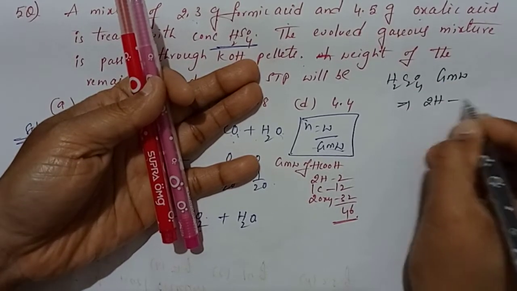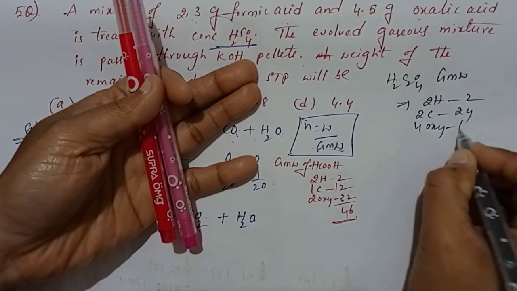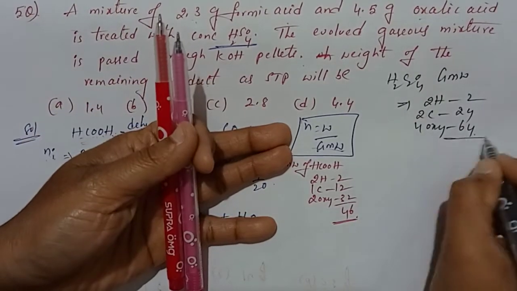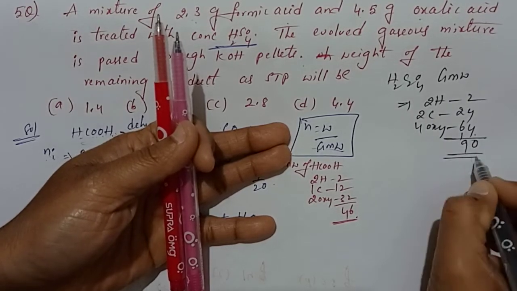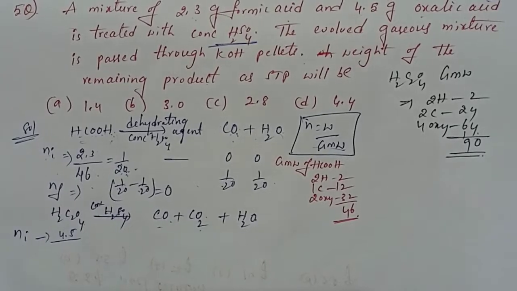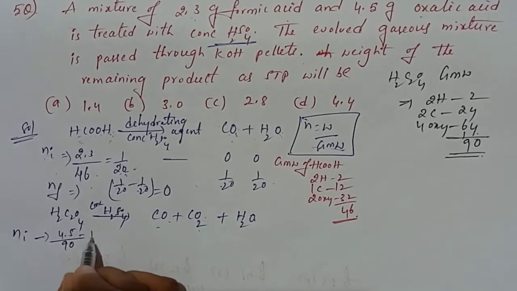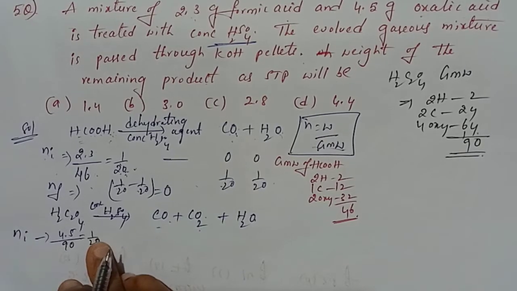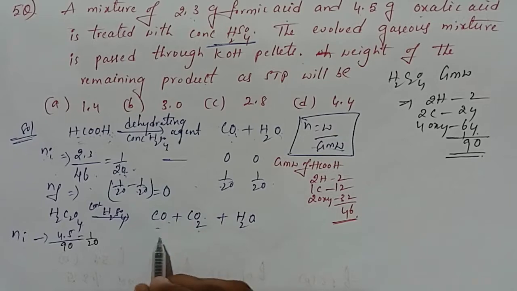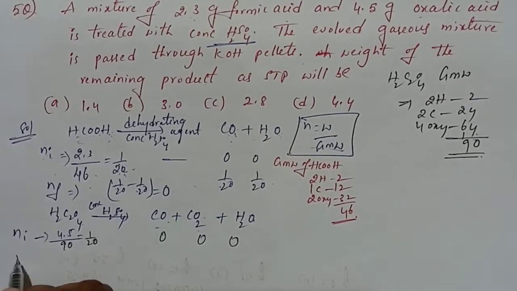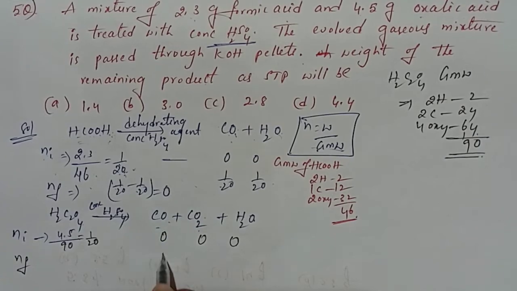2 hydrogens 2, 2 carbons 24, 4 oxygens 64, correct? Then total 90. Okay, 90 you got as the value. So 4.5 by 90 is 1 by 20, the initial number of moles of oxalic acid. The initial number of moles of these products is 0, 0, 0. And the final number of moles, how much, students? This is increased by 1 by 20.